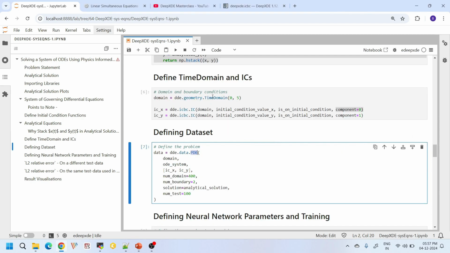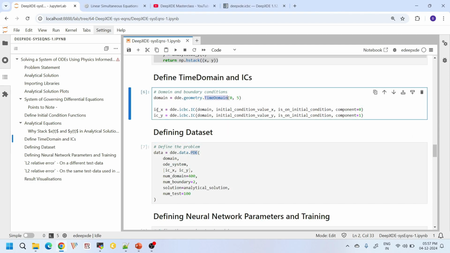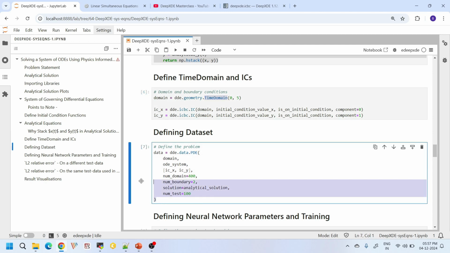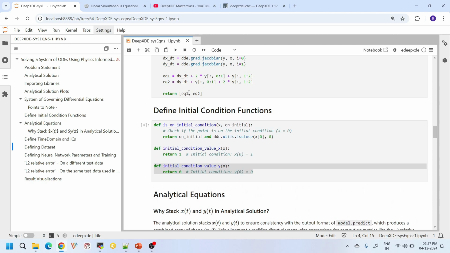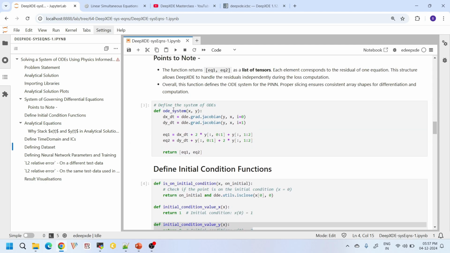After defining the domain and initial conditions, here we are defining our main data set, and for this data set we are using the PDE function in the data module. Here we are passing all the arguments. We are sending the domain and the ODE system. This consists of two equations, equation 1 and equation 2. These two we are sending via a function. That's it.